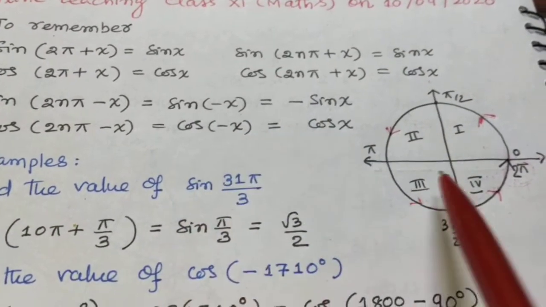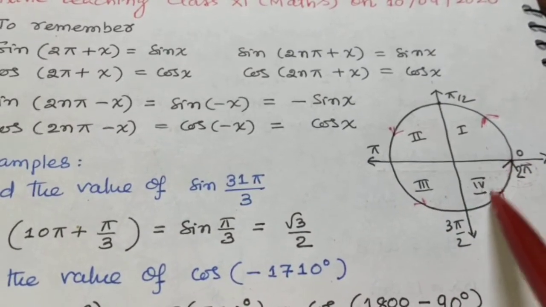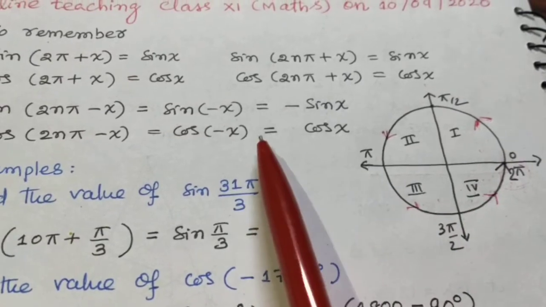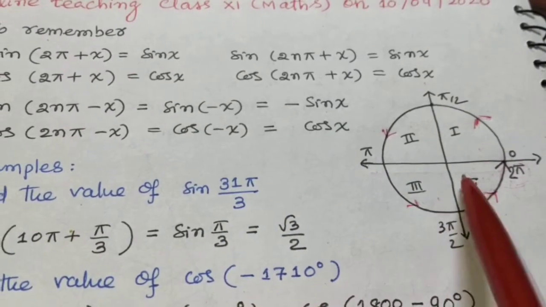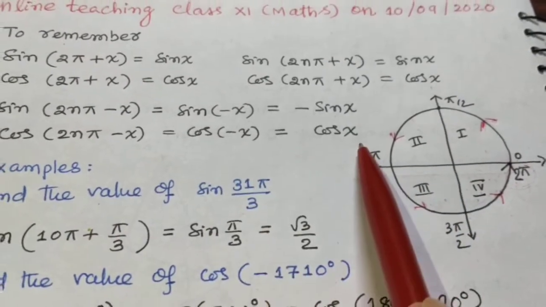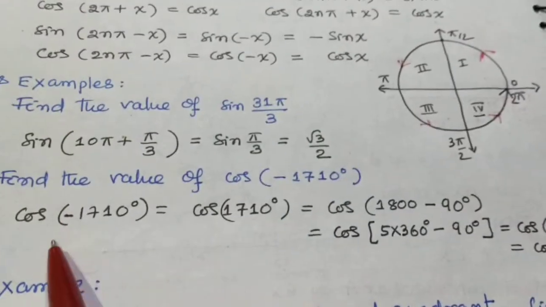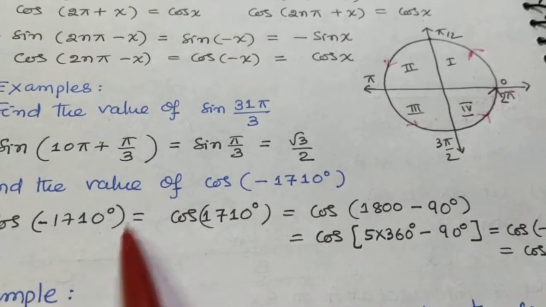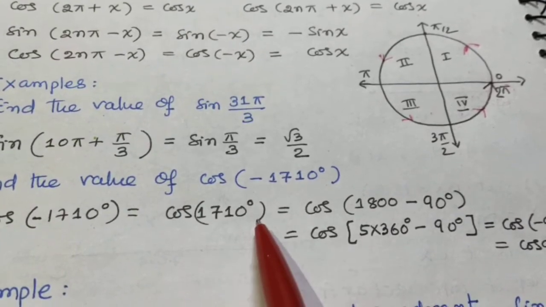So you must learn that sine of minus x is minus sine x. Cos of minus x: minus x means you are coming this way, so in the fourth quadrant. Cos is positive here. So cos of minus x is cos x. So cos of minus 1710 is cos 1710.